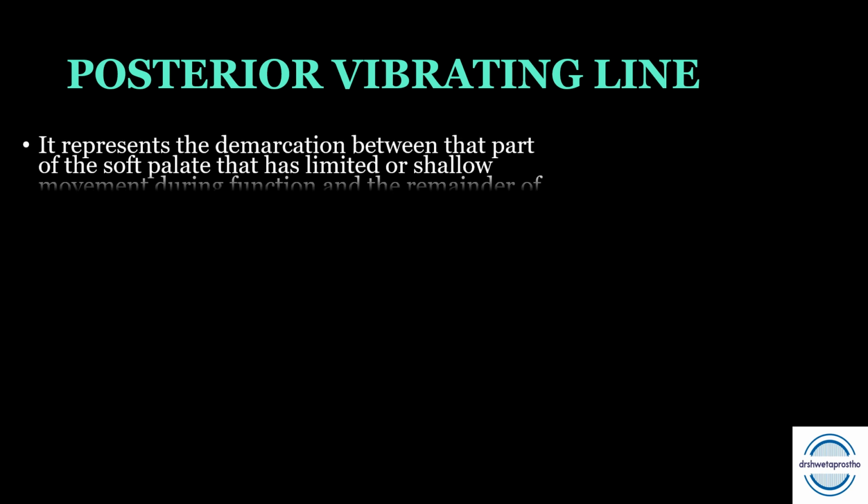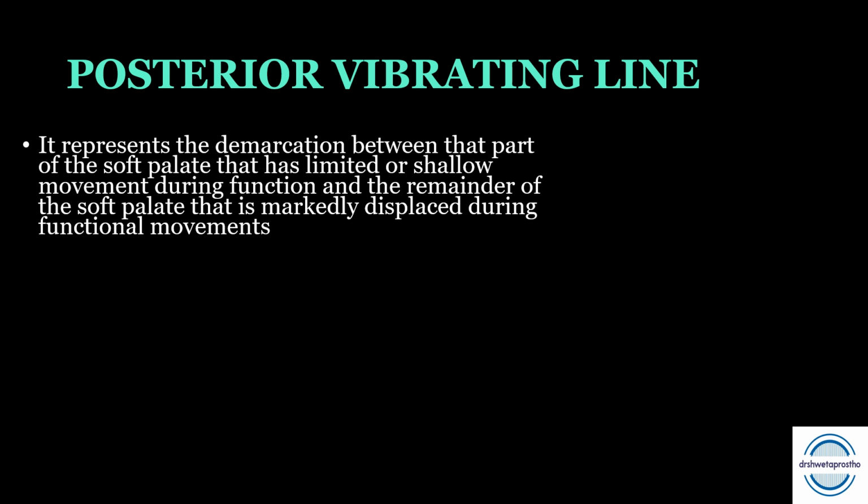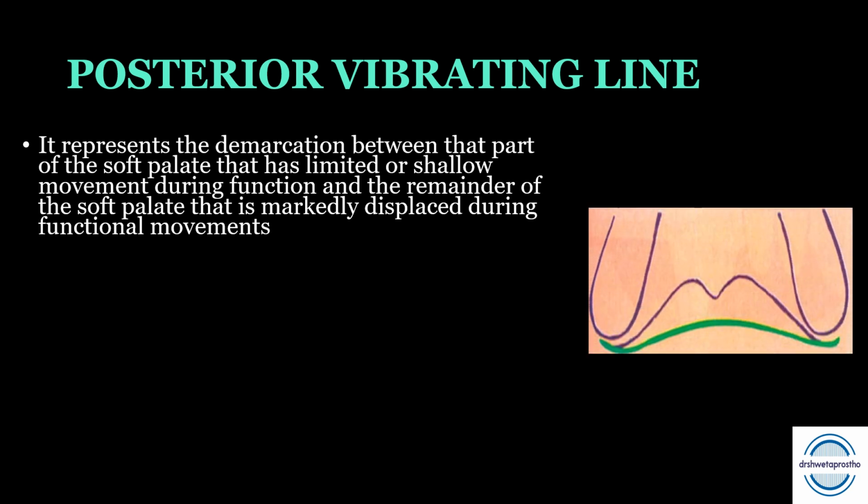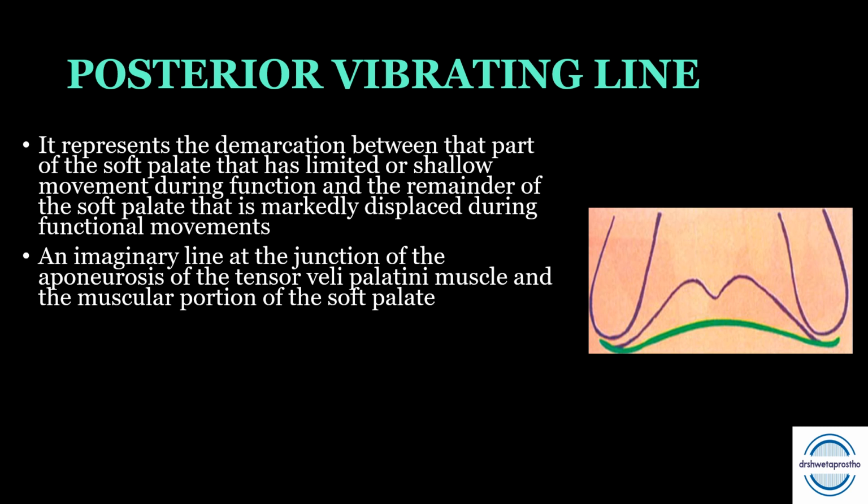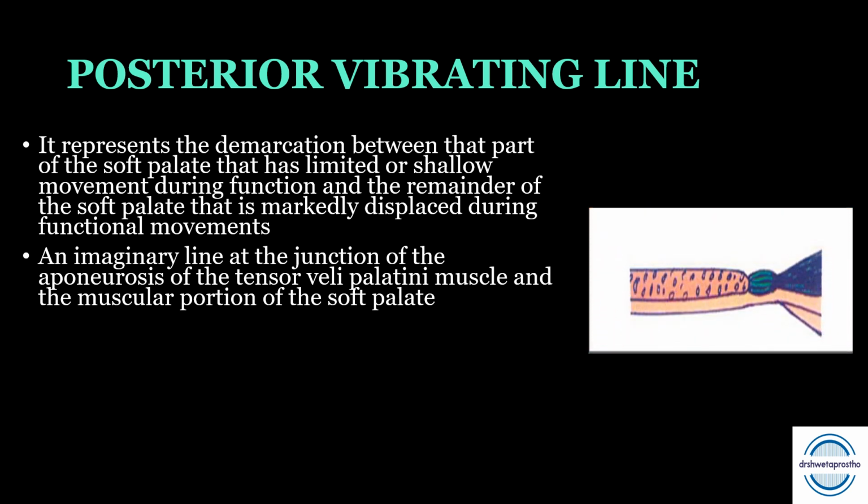Second is the posterior vibrating line. The posterior vibrating line is the demarcation between that part of the soft palate that has limited or shallow movement during the function and the remainder of the soft palate that is markedly displaced or shows more movement during the functional movement. If we talk about the muscle attachment, it locates the junction of the aponeurosis of the tensor veli palatini muscle and the muscular portion of the soft palate.